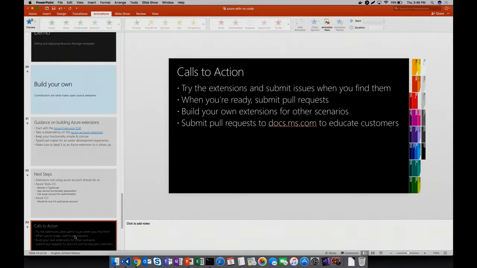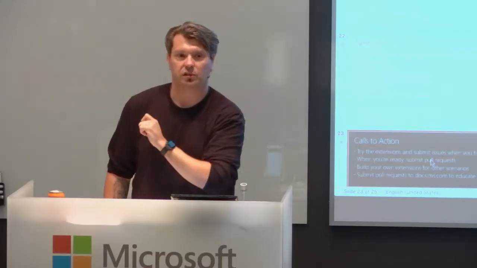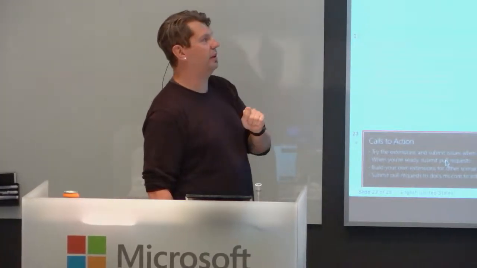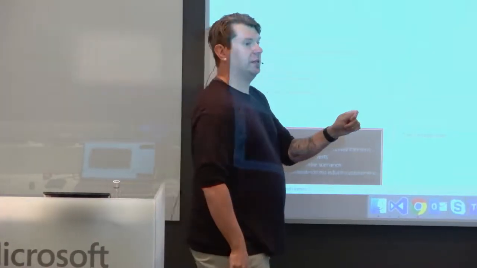Calls to action for you guys. Try these extensions and see how they work. When you find ways that they could be better, when you find opportunities, not bugs, submit issues and make sure that they're getting pushed. Or better, submit contributions. That's the best way. When you're ready, submit pull requests, build your own extensions, and when you do, our docs are also open source. Submit a pull request for a new document written in Markdown to docs.ms.com so folks like Daryl know how to use your extension, okay? Because we need documentation.